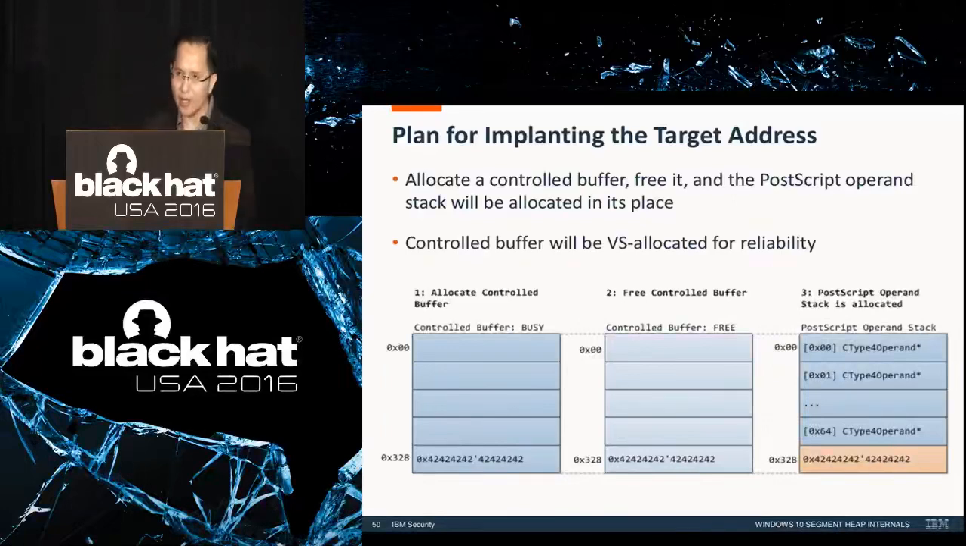Now that we have an understanding of the vulnerability, the plan to implant the target address after the PostScript operand stack is as follows. We allocate a control buffer and set offset 328 with the target address. And we free the control buffer. And when the PostScript operand stack is allocated, the free VS block of the freed control buffer will be returned by the heap manager and will be used for the PostScript operand stack. So this looks like a good plan, but this requires the ability to allocate and free control buffers.